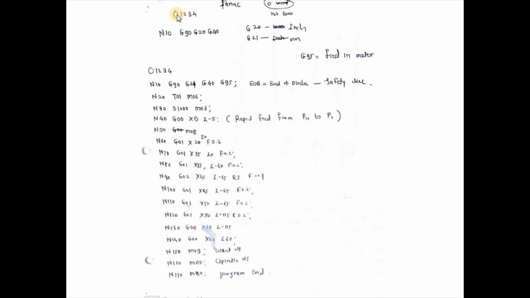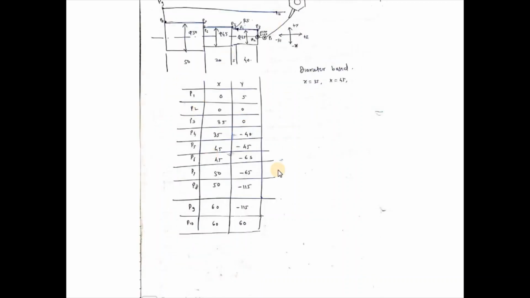You can see here the program code O1234, and from this we start the program for this drawing. As usual, EOB means end of block. Instead of the EOB you can use the semicolon for each and every block. My suggestion is to go for the semicolon instead of writing EOB; otherwise don't write the semicolon, go for the EOB word. Next, you can see this program is done with regular cutter compensation G40. This is just for your information.